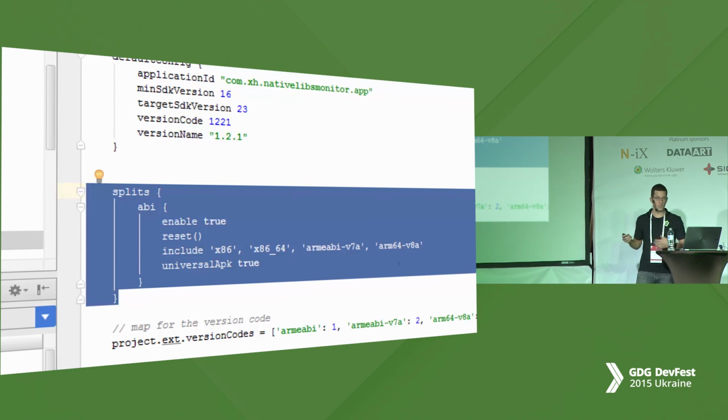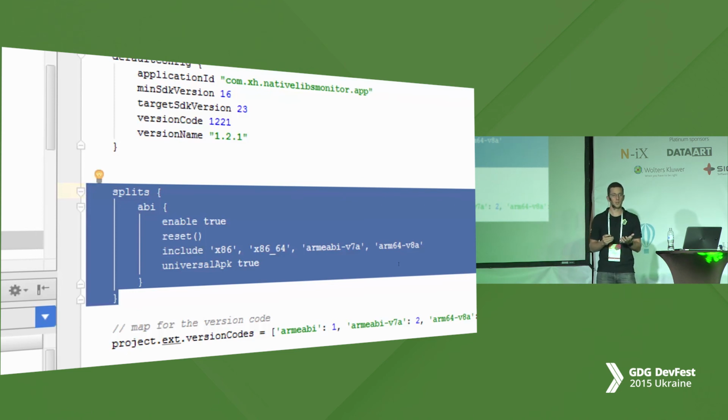Another way is to use flavors, so you can declare a new flavor and set an ABI filter inside each flavor. So you can do, for example, a 32-bit flavor with ABI filters x86, ARM ABI v7, and so on, and a 64-bit flavor with another ABI filter.